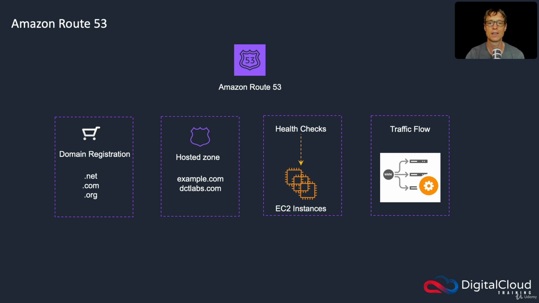And then it has a very clever functionality called traffic flow, which does some intelligence around how it distributes traffic to your resources. What we'll concentrate on in this course is how to use a hosted zone. We're going to register a domain, it will create a hosted zone for us, and then we'll have a look at the types of records we can create.